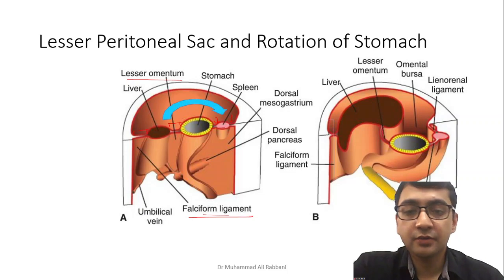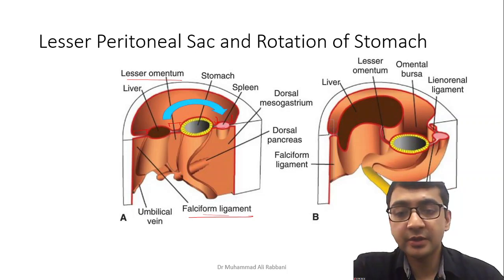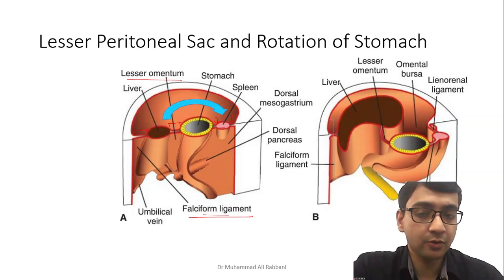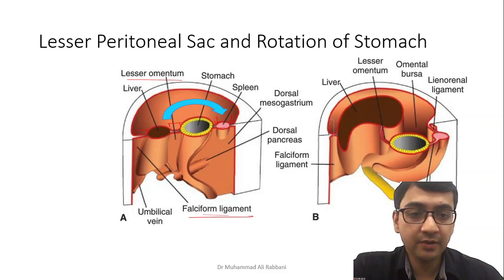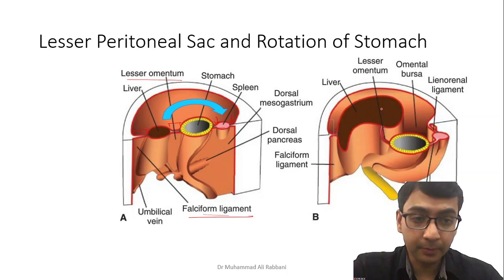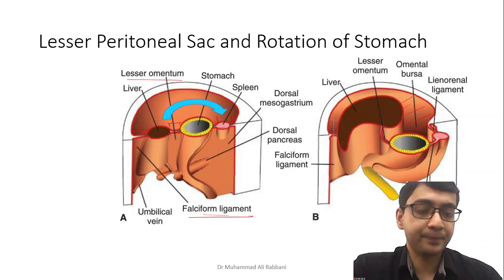Then there is a rotation of the stomach. The anterior aspect of the stomach goes towards the right, the posterior aspect goes towards the left, the left surface becomes anterior, and so on. This is majorly driven by the growth of the liver. Now you see the cavity is being isolated here. We will see it further.